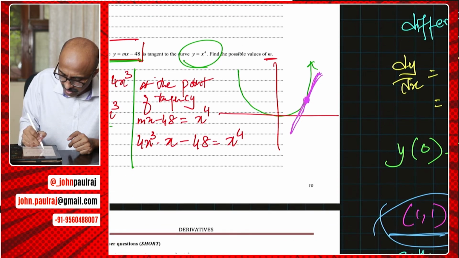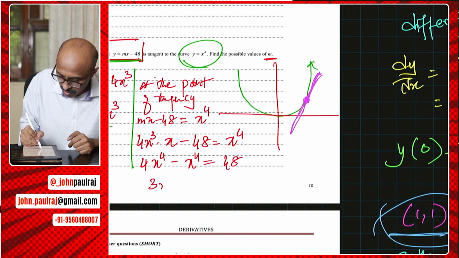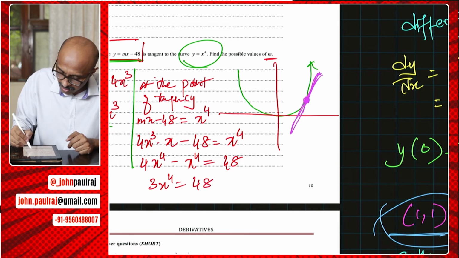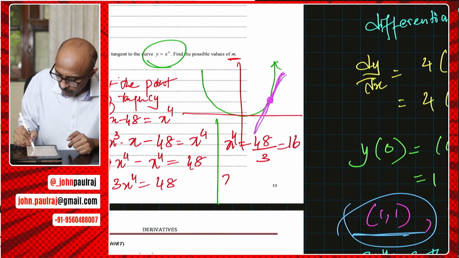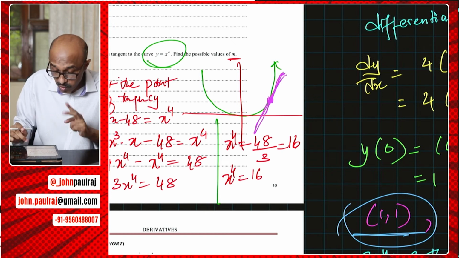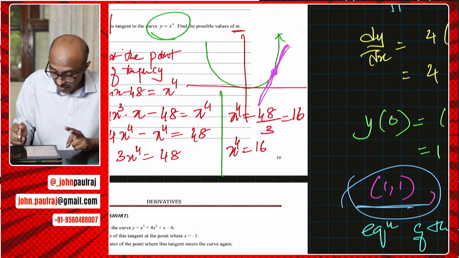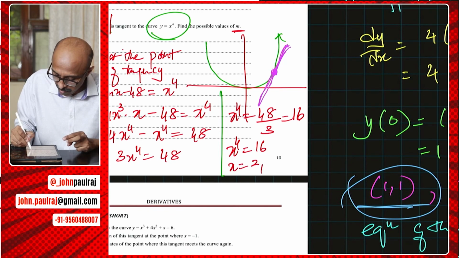So we can then simplify that as 4x to the power of 4. We can bring that x to the power of 4 here, so that will become x to the power of 4 is equal to 48. Solving that, you'll get 3x to the power of 4 is 48, which will give us x to the power of 4 is basically 48 over 3, and that's basically 16. Okay, so x to the power of 4 is 16. We are going to get two values of x. The two values of x are going to be plus 2 and minus 2.